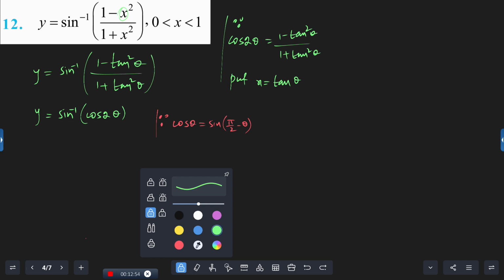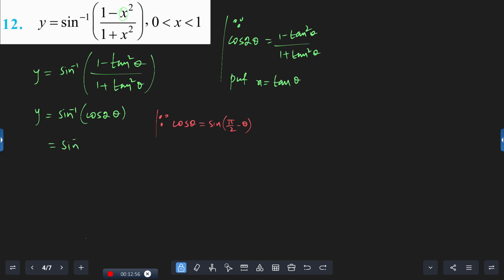So that instead of cos inverse, what am I going to write now? Sin of pi by 2 minus theta. But instead of theta, what do we have here? 2 theta. Listen children, here it is theta, but here it is 2 theta. So 2 theta I want to mention.